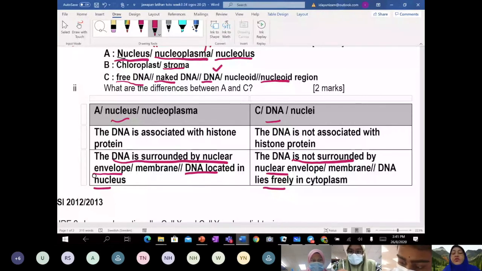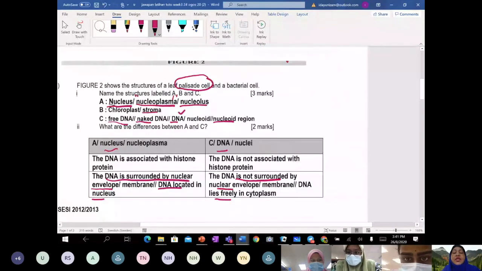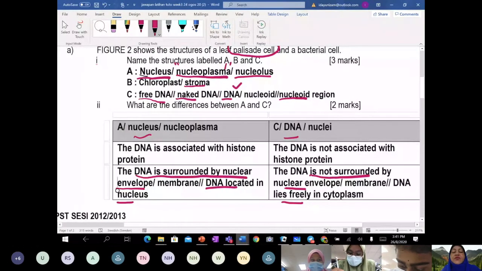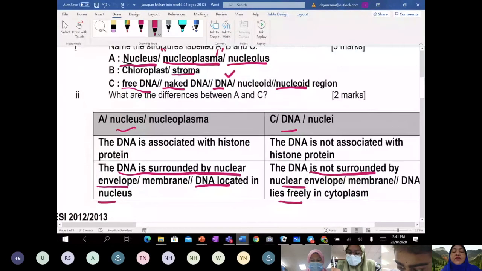So that is one point. Another point, when mentioning DNA that we have learned during chapter 1, Molecule of Life, DNA actually will form chromosome. Next week we are going to learn about chromosome under cell division.